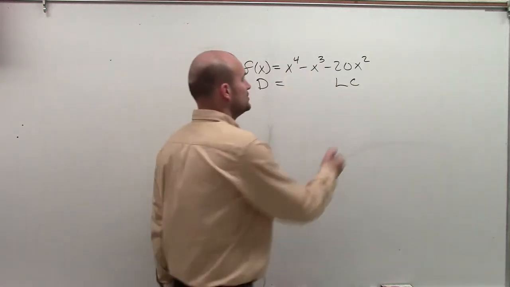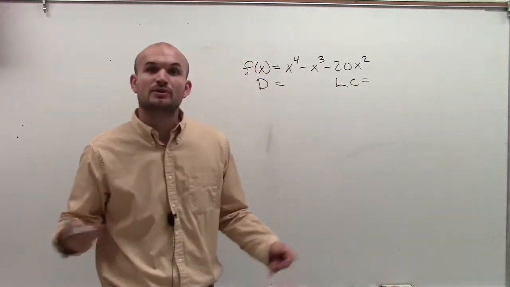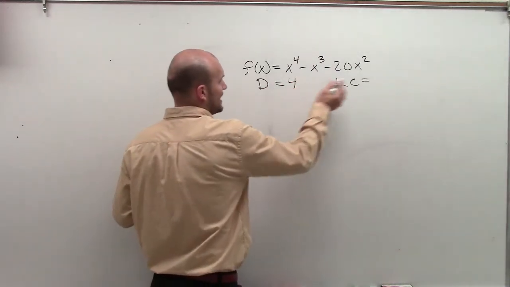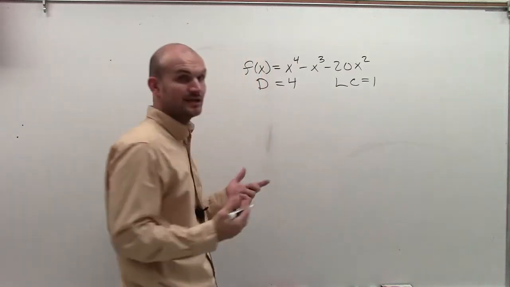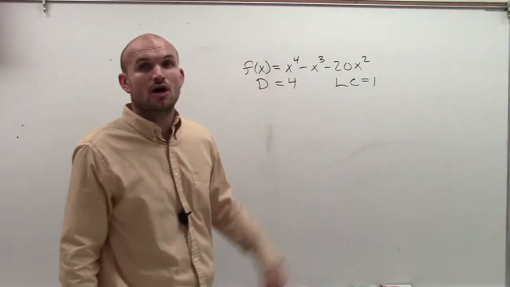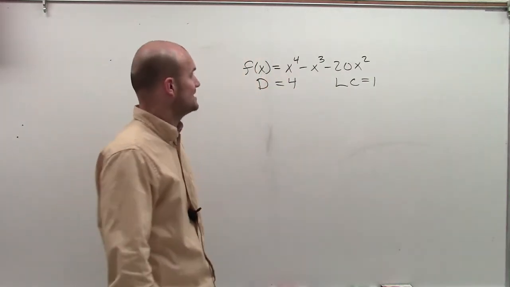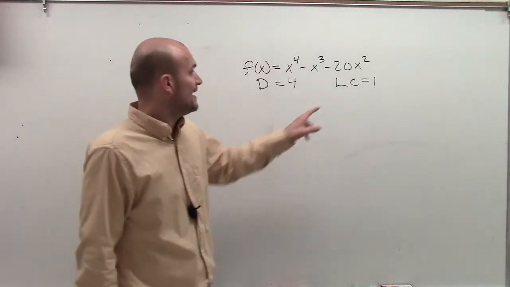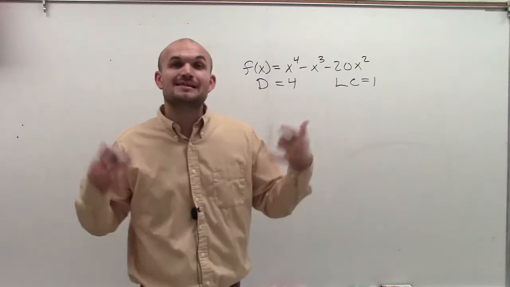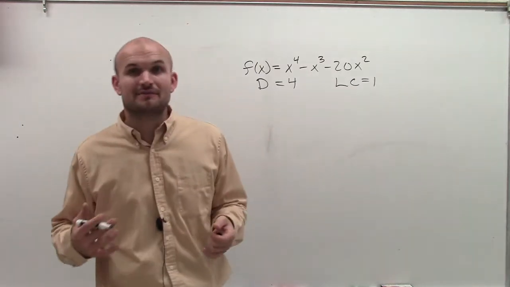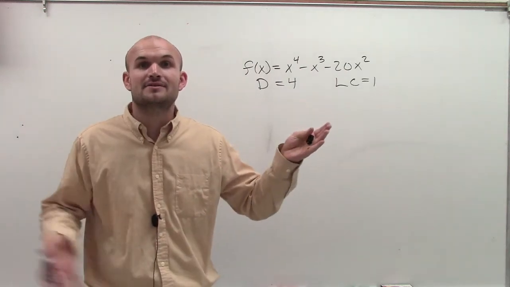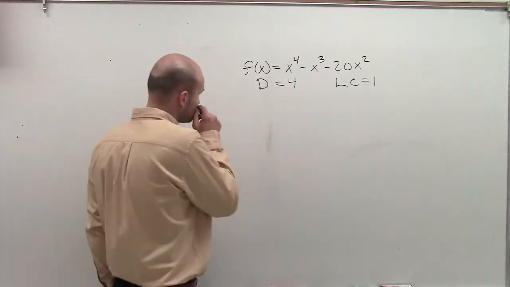Remember, by determining the degree and the leading coefficient, we're going to use the leading coefficient test. The degree in this problem is 4, and the leading coefficient is 1. Remember, the leading coefficient is the coefficient of your leading term, which has your highest degree. Since I have a degree of 4, which is even, and a leading coefficient of 1, which is positive, by the leading coefficient test I am going to have end behavior that rises to the left and rises to the right.